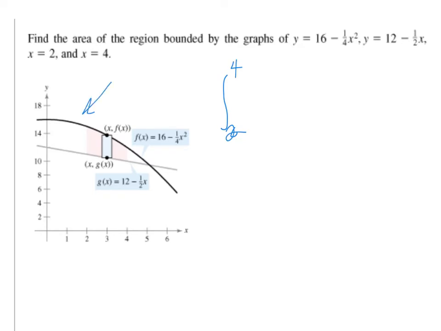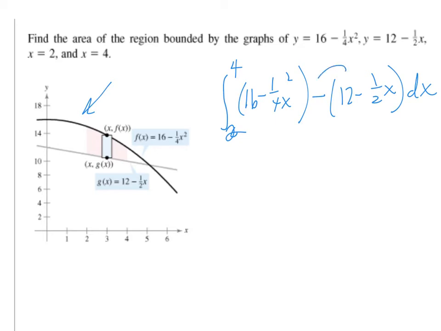I can see here that it's this function that is the top. So I would be doing 16 minus 1/4 x squared minus then this bottom function, which is 12 minus 1/2 x, and then dx. And now you could distribute the negative, make it all into one. If you had to do it by hand, that's what I would do. But if you're just going to put it in a calculator, you can just type it in that way. But don't forget then to put this second function in parentheses and distribute the negative, or you're going to get it incorrect, okay?